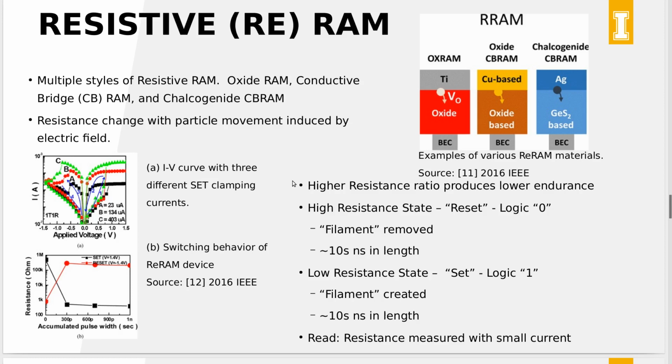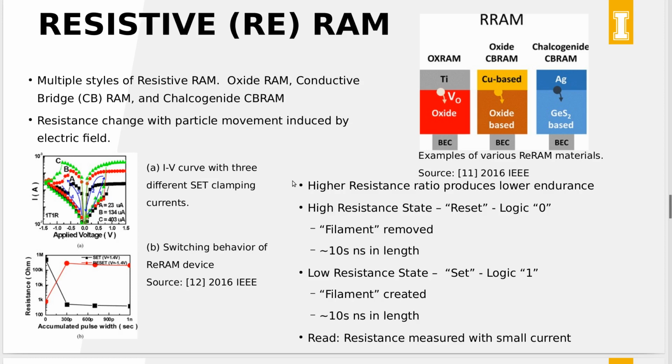The high resistance state is called a reset with a logic 0, in which you remove the filament or the bridge that is of low resistance. And this can be done typically in tens of nanoseconds in length. The low resistance state is a set, known as a logic 1, in which you create this filament of low resistance pathway, and can be done in tens of nanoseconds in length.